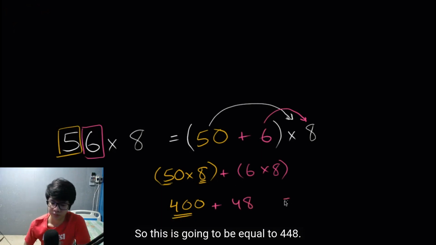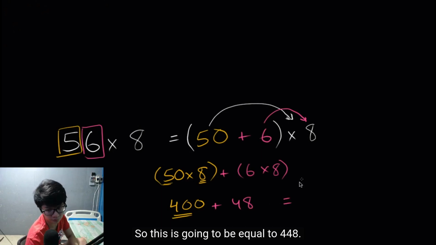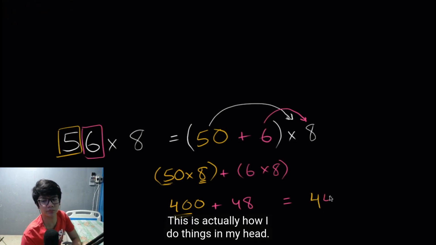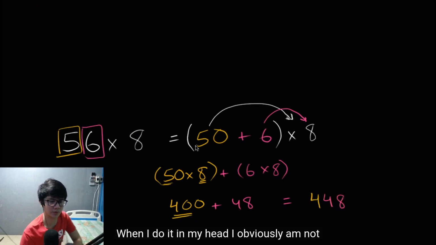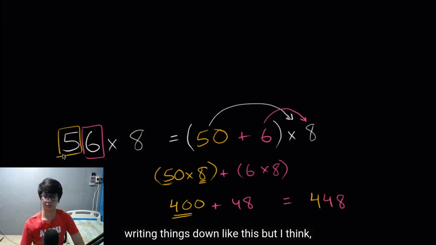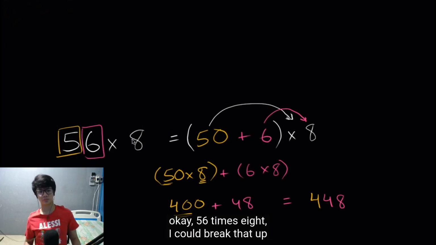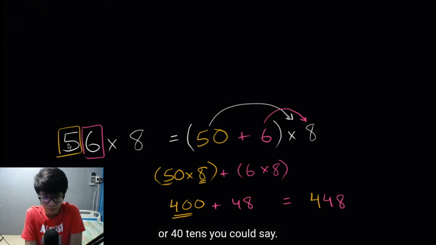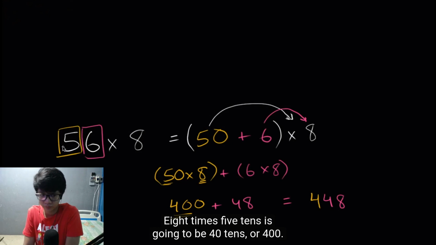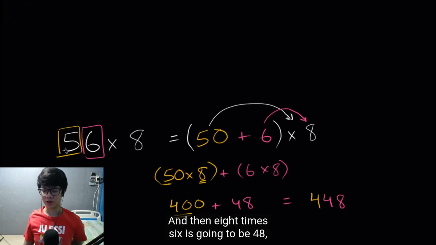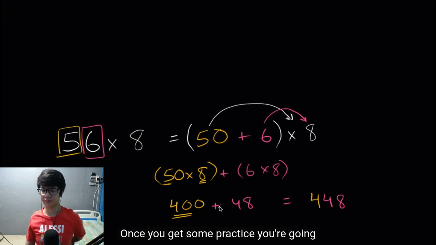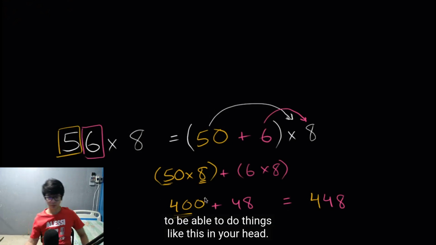So this is going to be equal to 448. And this is actually how I do things in my head. When I do it in my head, obviously I'm not writing things down like this, but I think, okay, 56 times 8, I could break that up into 50 and 6. And 8 times 50, well, that's 400, or 40 tens, you could say. 8 times 5 tens is going to be 40 tens, or 400. And then 8 times 6 is going to be 48. So it's going to be 400 plus 48. Once you get some practice, you're going to be able to do things like this in your head.